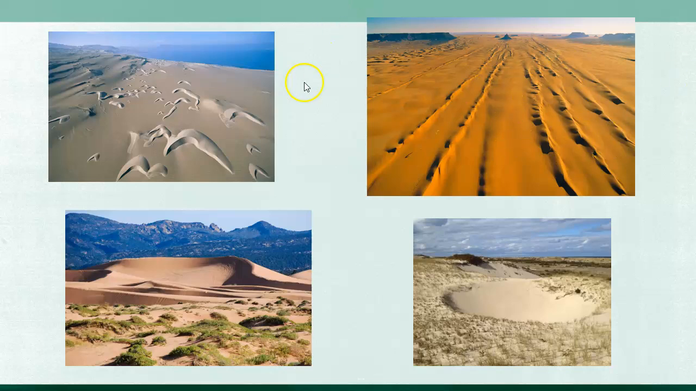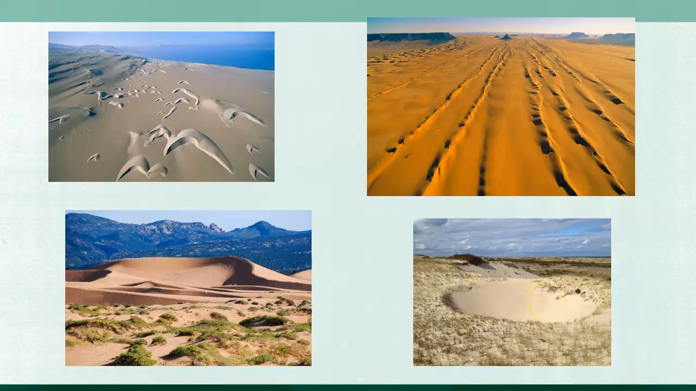These are some classic Barchan dunes here. These are some more traditional star-like dunes from Utah, actually. These are long linear dunes, and then here we have a blowout dune in an ocean area.